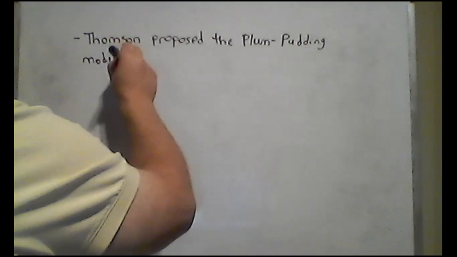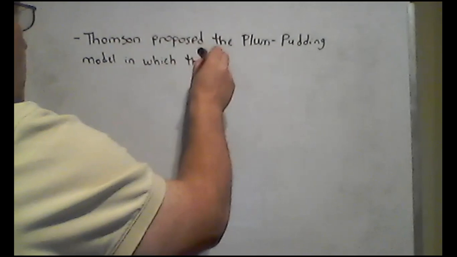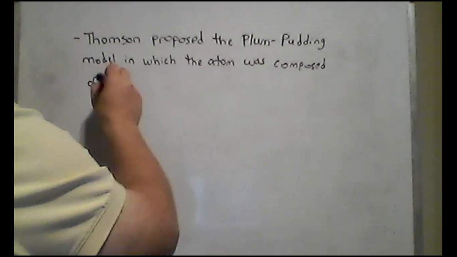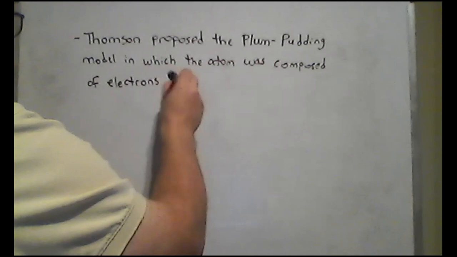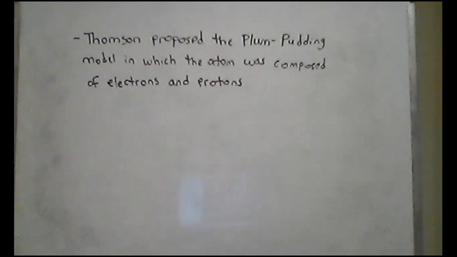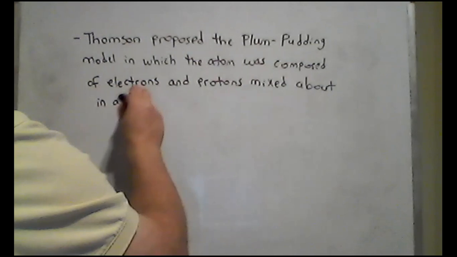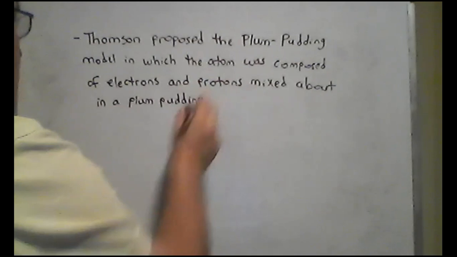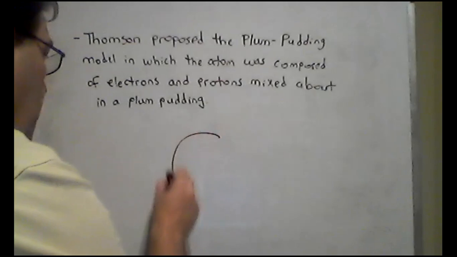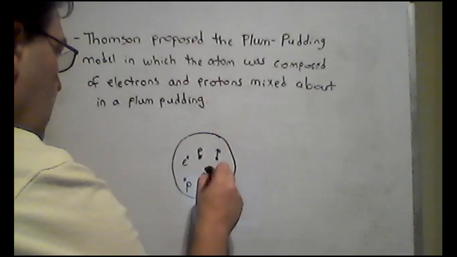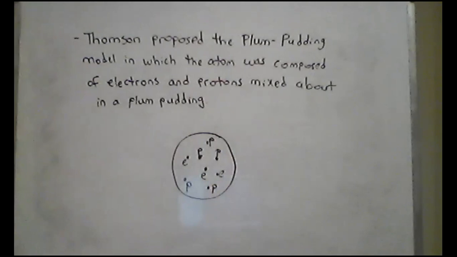In which the atom was composed of electrons and protons mixed about in a plum pudding, if you will. So imagine a plum pudding, here you have your atom, and here might be an electron, here might be a proton and an electron and a proton, and they're all just mixed about. And that was the belief of what the atom looked like.